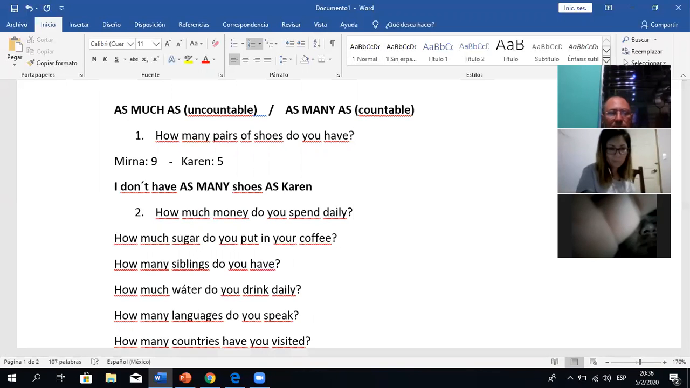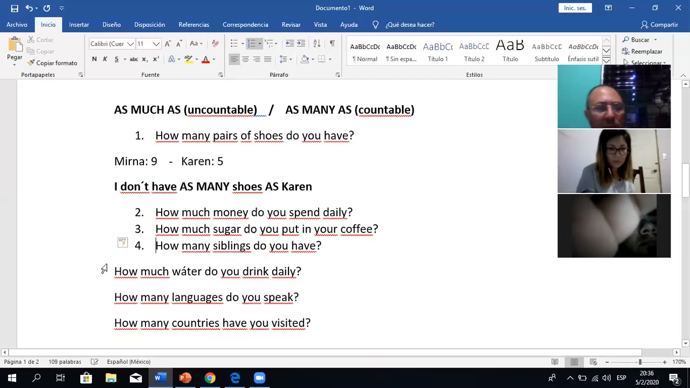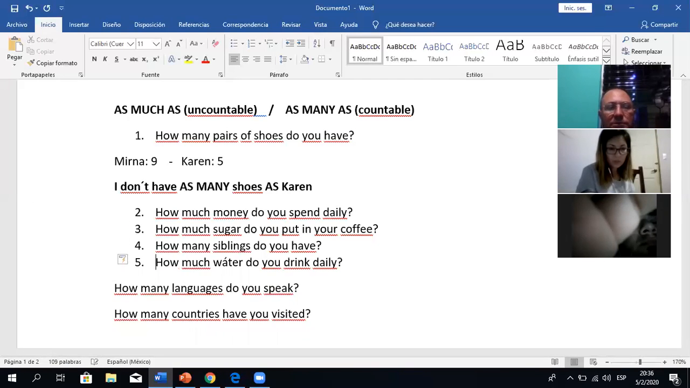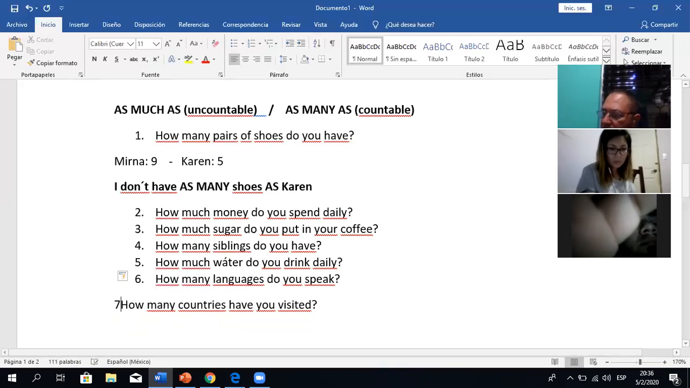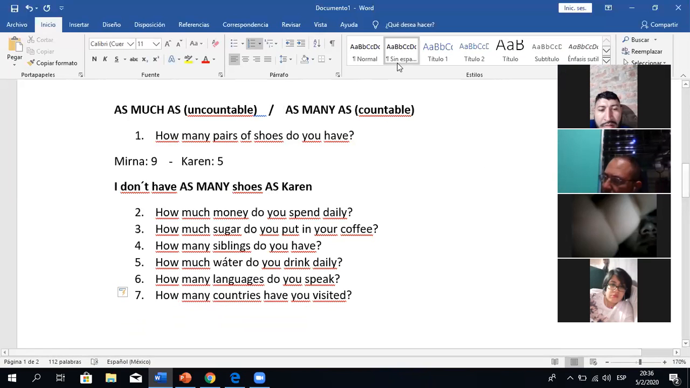And imagine that it is the same information. You're going to say as much as or as many as if it matches the answer. So discuss the question and make sentences. Ready? Is that clear? I will take a picture of this and send it to you. We're going to work in pairs. Ready?